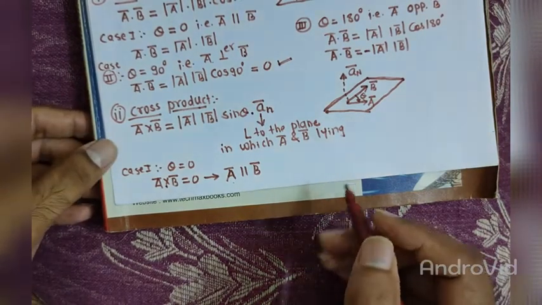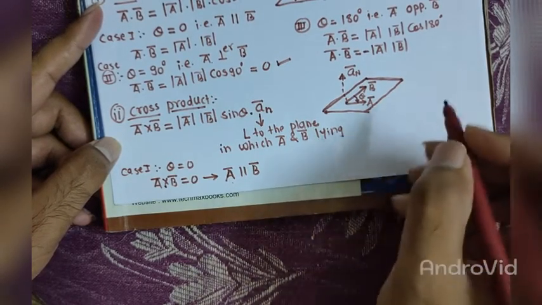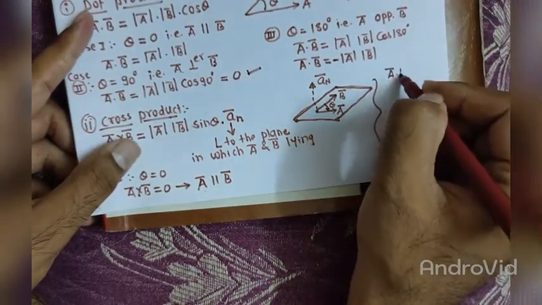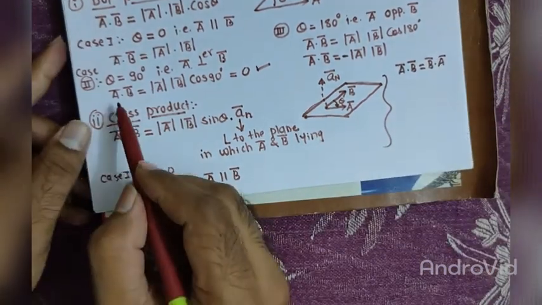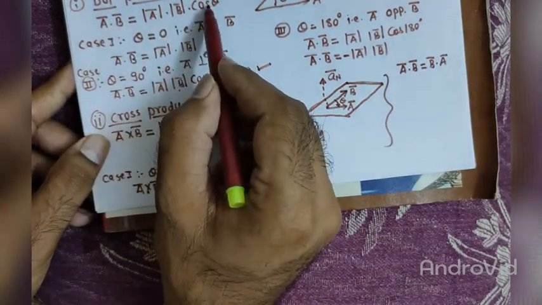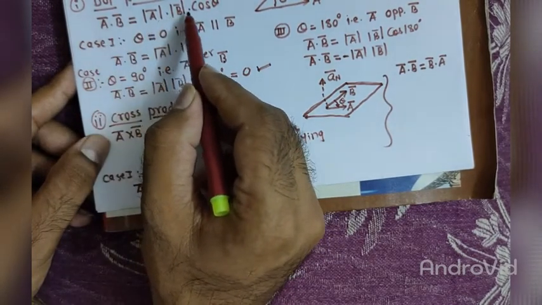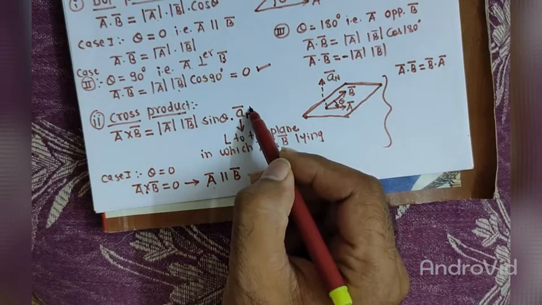Now I wanted to tell you one case. In the case of dot product, we can write A dot B is equal to B dot A. Why? Because the definition of A dot B is mod A mod B cos theta, and therefore if we write B dot A, then it is once again mod B mod A cos theta. So A dot B is B dot A, but A cross B is not B cross A. Why? Because it depends upon this direction an bar.